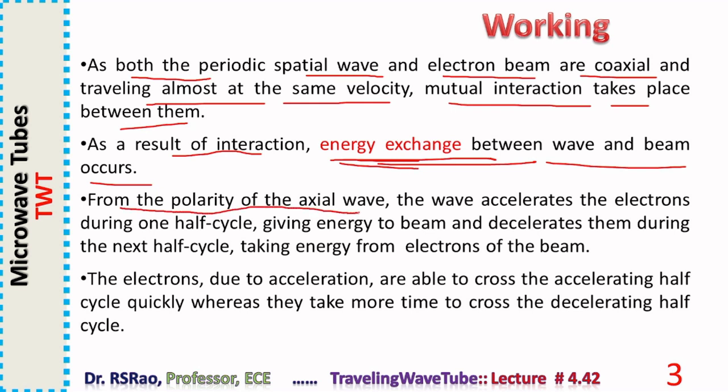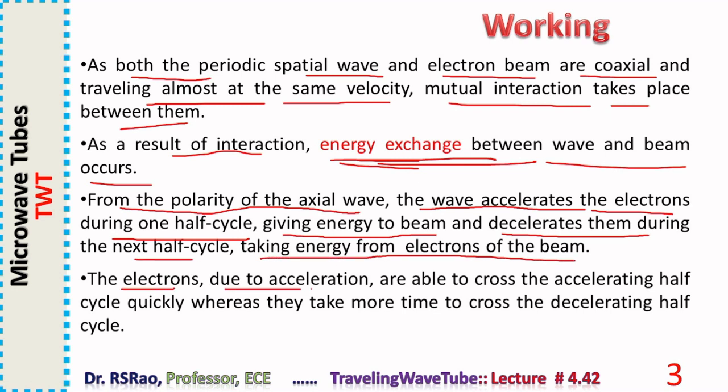From the polarity of the axial wave, the wave accelerates the electrons during one half cycle, giving energy to the beam, and decelerates them during the next half cycle, taking energy from the electrons of the beam. The electrons, due to acceleration, are able to cross the accelerating half cycle quickly, whereas they take more time to cross the decelerating half cycle.